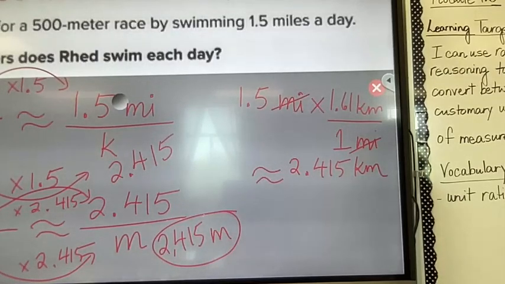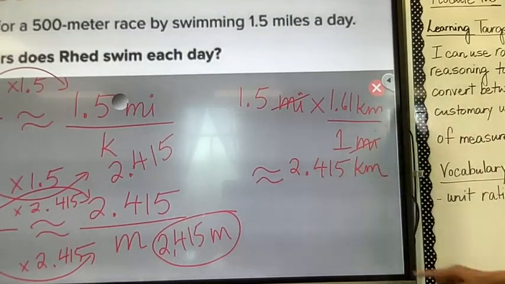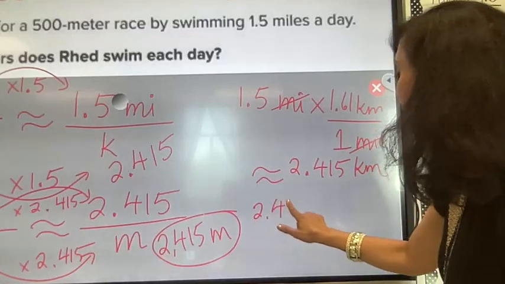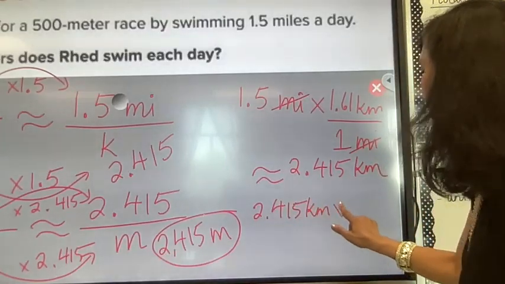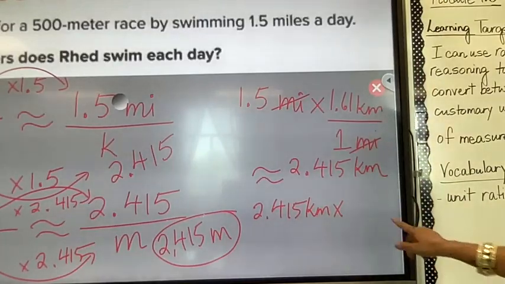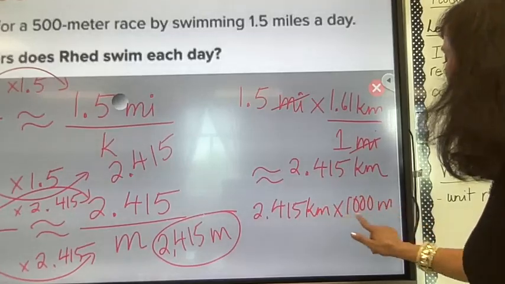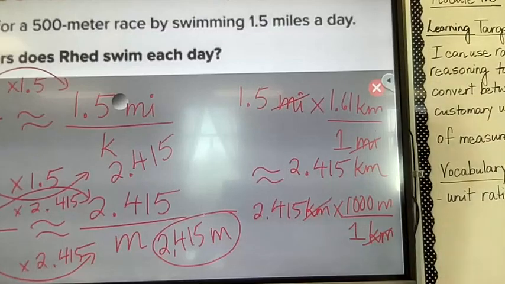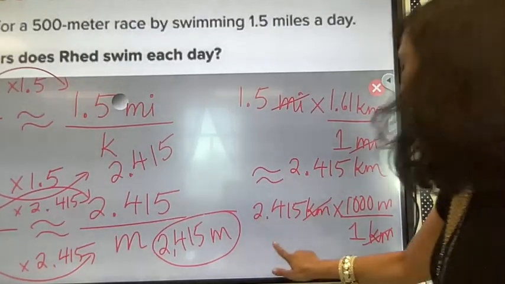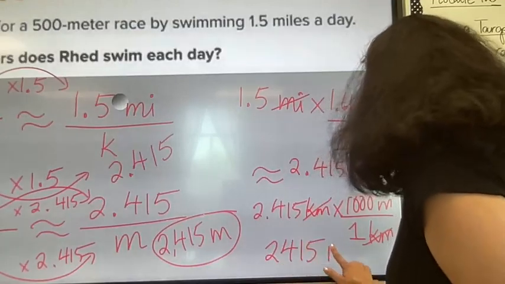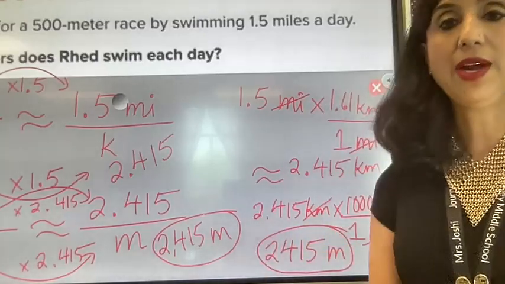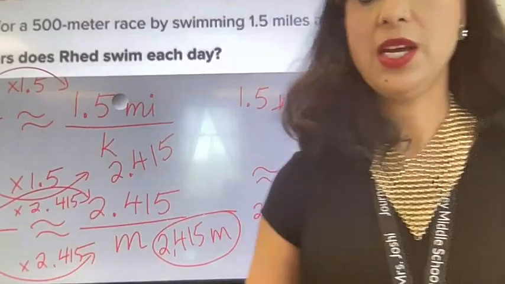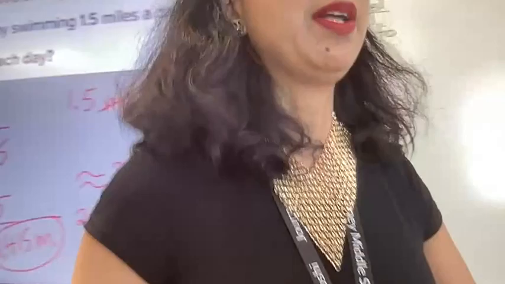Then I do the next step, which is using dimensional analysis to convert my kilometers to meters. So kilometers times 1,000 meters in 1 kilometer simplifies like this, and then all I do is multiply, and I get 2,415 meters. That's how I'm converting between the systems using either equivalent ratios or dimensional analysis.